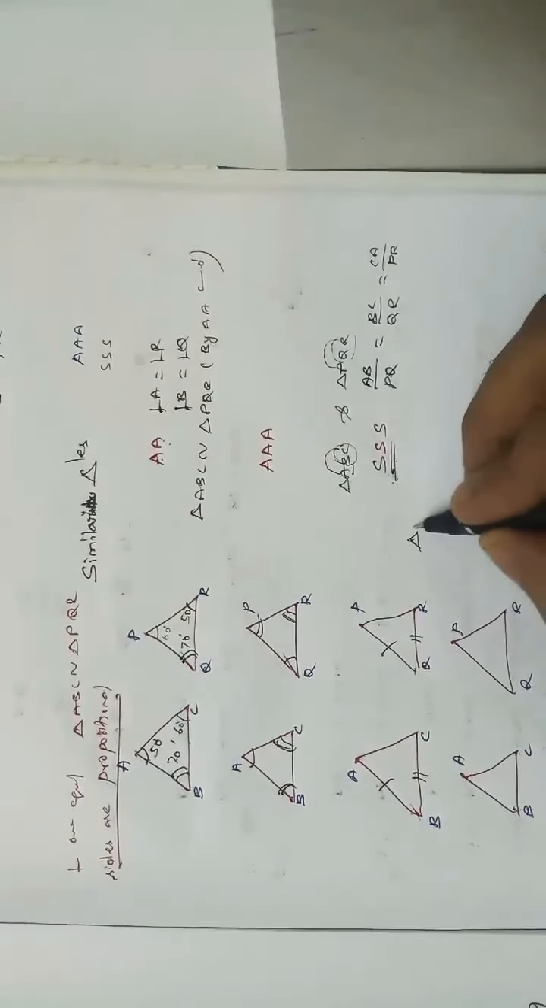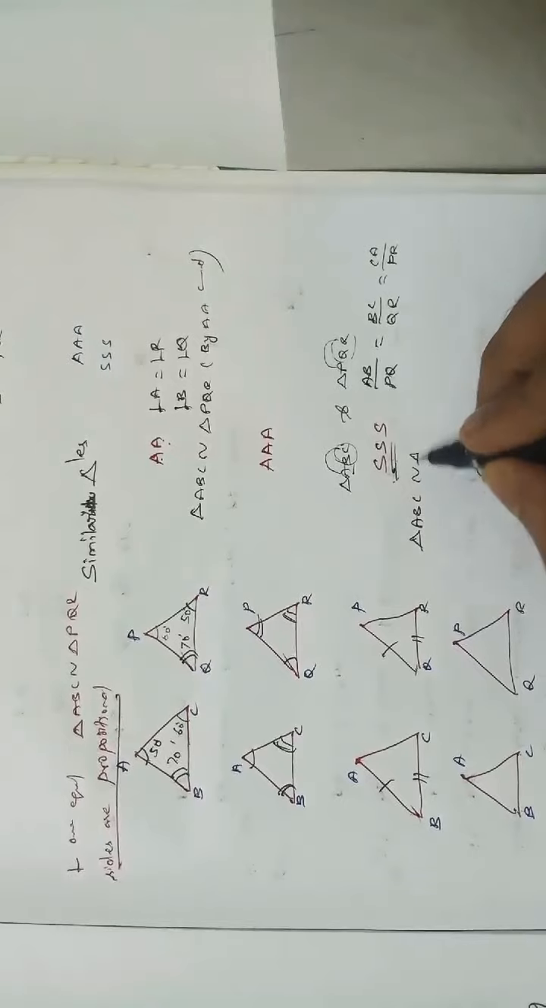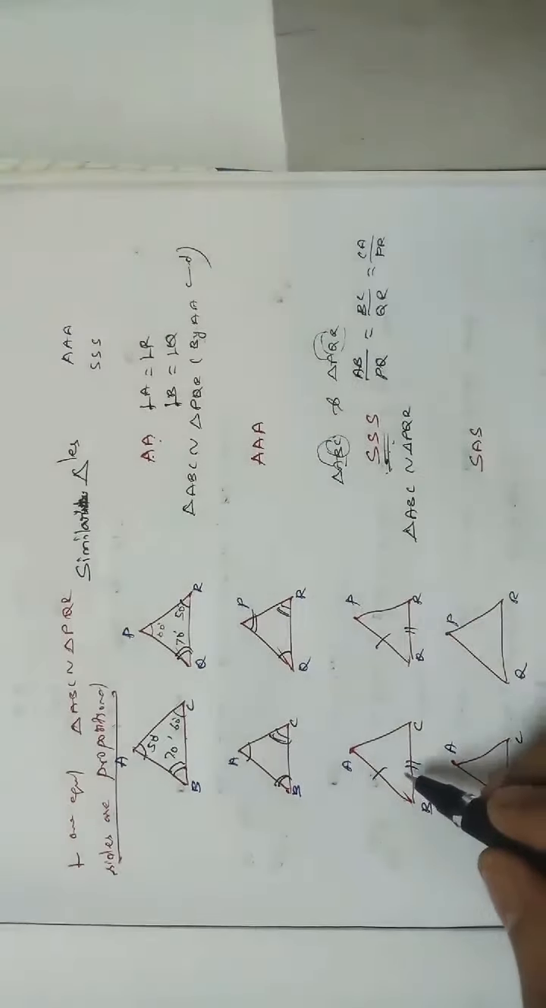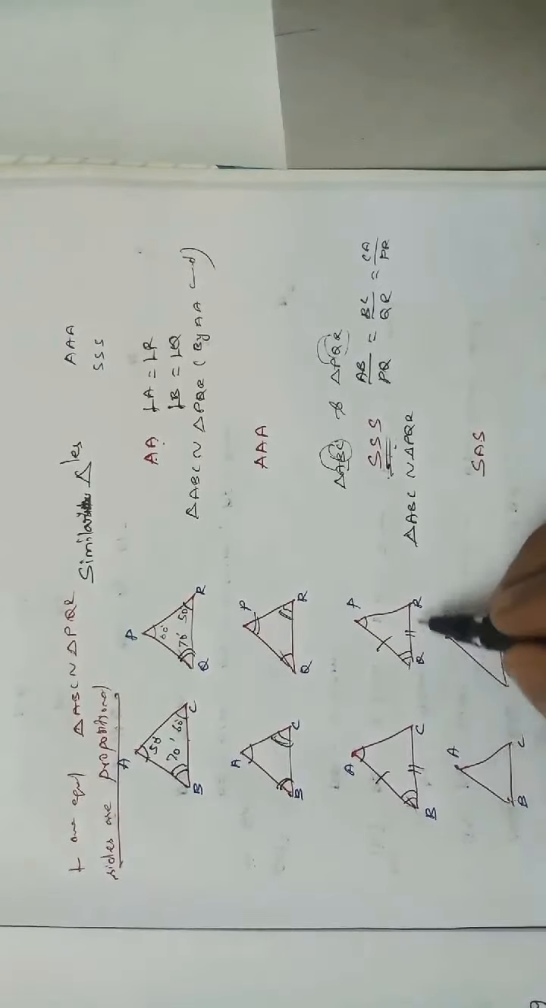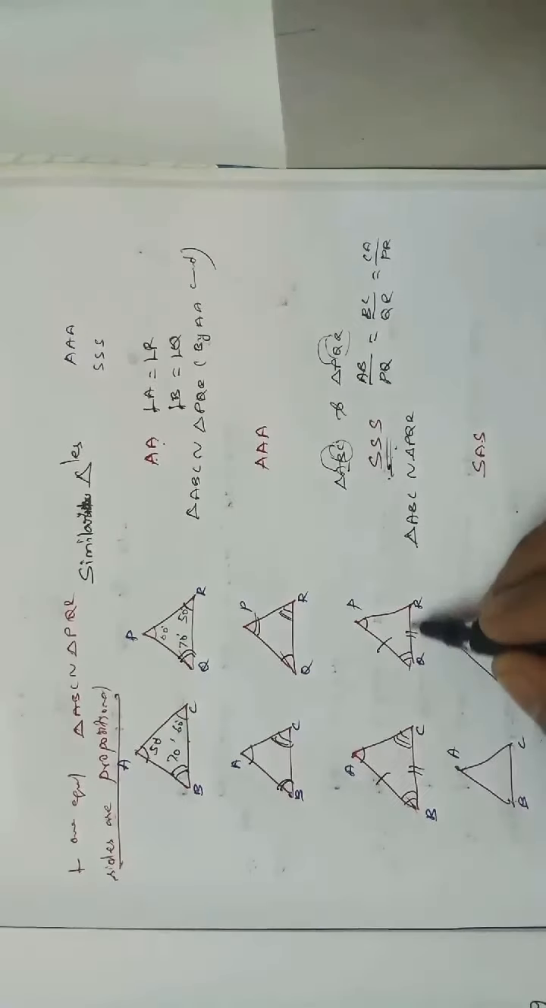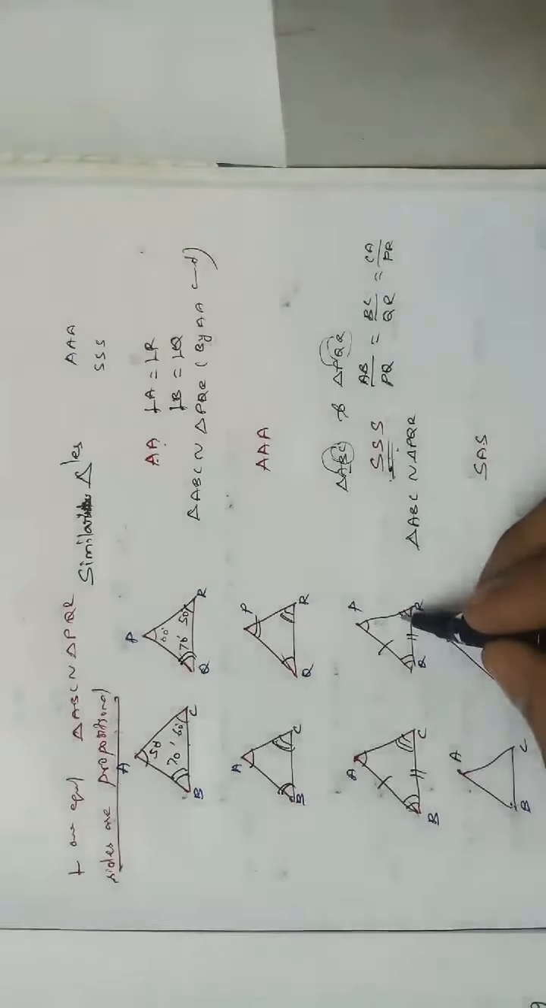then these two triangles are similar. Triangle ABC is similar to triangle PQR, right? If these two triangles are similar by the SSS rule, then we can say that the corresponding angles are equal: angle A is equal to angle P, angle B is equal to angle Q, angle C is equal to angle R. Understood? So this is nothing but the third property.